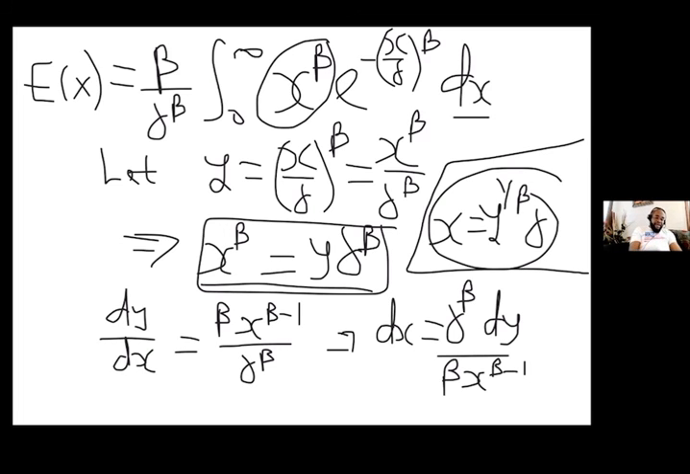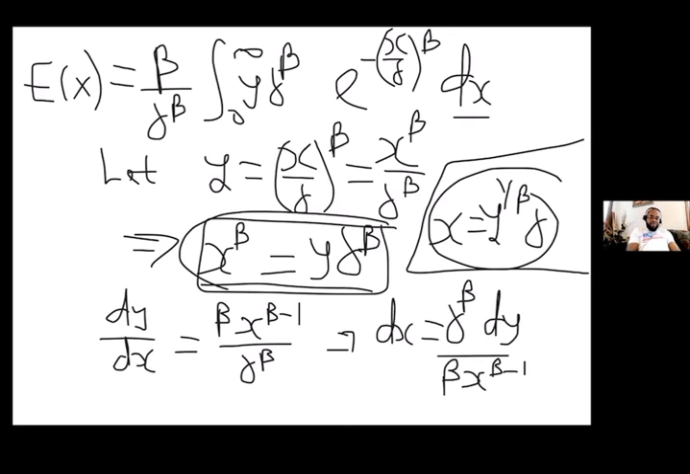So if x is equal to that, I want to start substituting. Let's first substitute for x raised to the power beta. It's going to be y theta raised to the power beta, using this now, and that is going to be exponential raised to the power minus y.